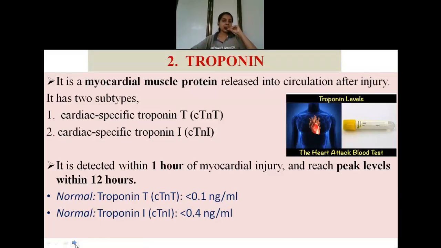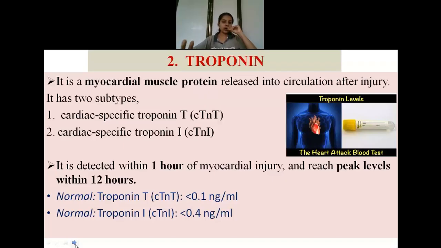Now next is troponin. Troponin is also a cardiac enzyme which is cardiac specific. Here also, whenever there is damage to the myocardium or damage to the heart, there is release of the enzyme troponin. In troponin, there are two forms.